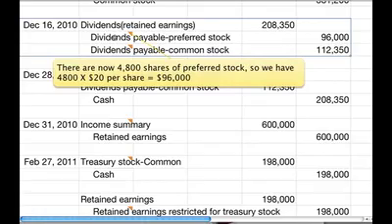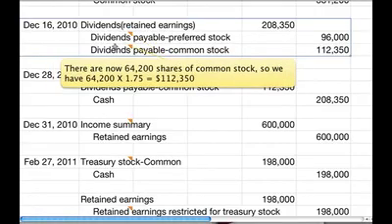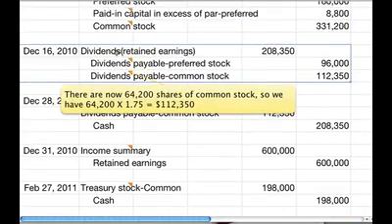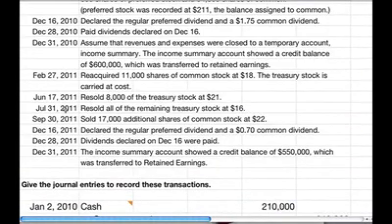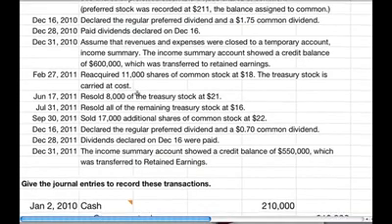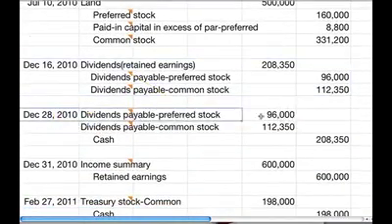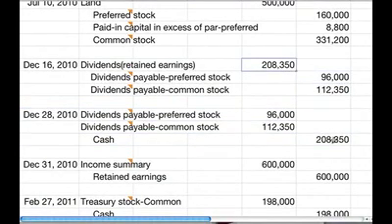Now keep in mind on this, we issued more preferred and common stock for the land deal. That's why there's 800 more shares now. On December 28th, we paid dividends that were declared on December 16th. So these same amounts are just kind of reversed because we're debiting these accounts to get rid of the payable accounts. So that's all that transaction is.